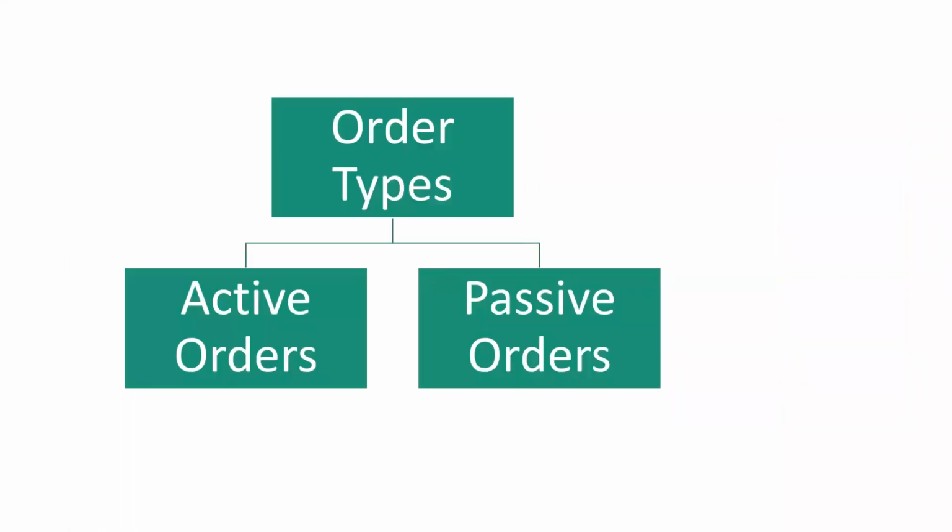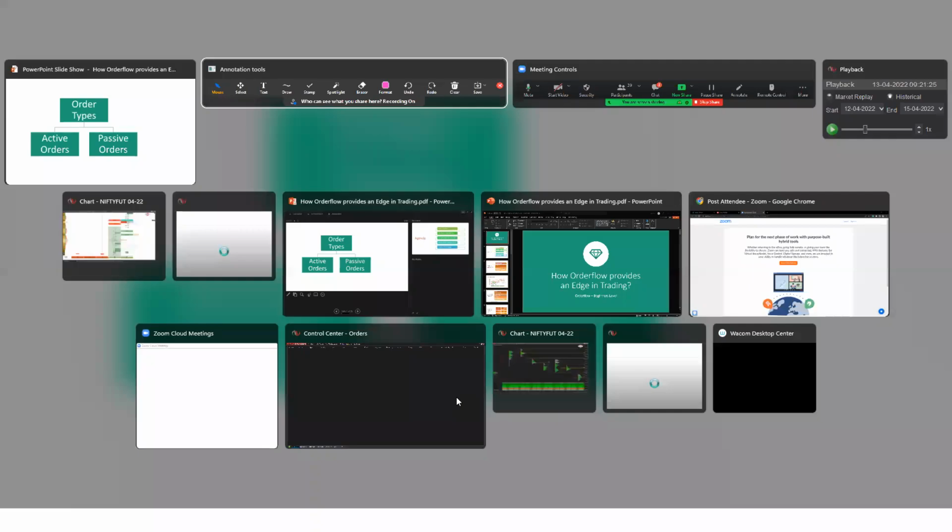So we learned that there are two types of orders. One is an active order and another one is a passive order. Active orders move the markets. They are market orders, very simple. Passive orders, we don't see through order flow, but they are the opposite parties of the order flow. For example, I'll take the same order flow tool itself.